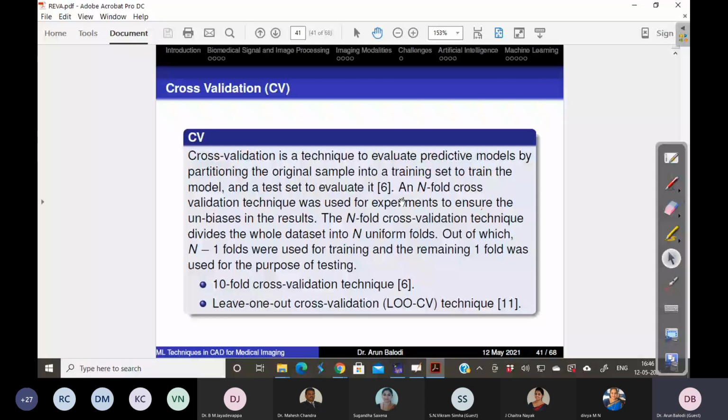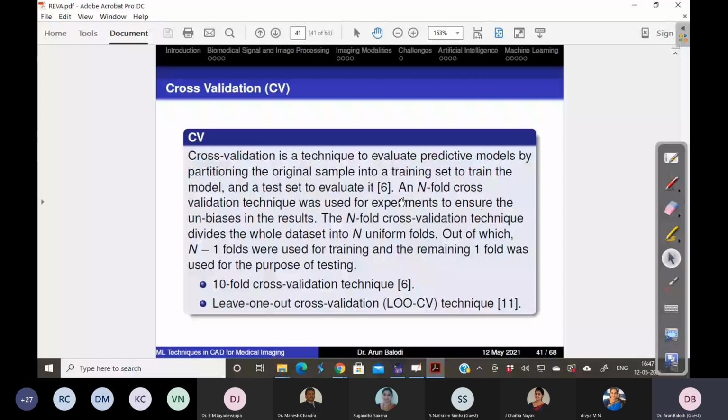Let's suppose I have a data set of 100 images. I will divide it equally into 10 parts, 10, 10, 10. So if the value of n is 10, 90 images I will use for training and 10 for testing. Then I will repeat this whole operation 10 times. The average of the classification accuracy will be the final classification accuracy of the problem.